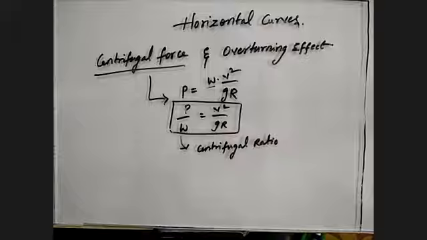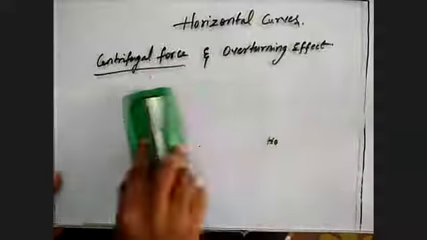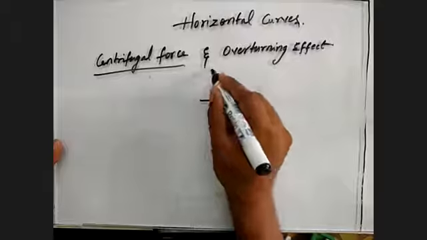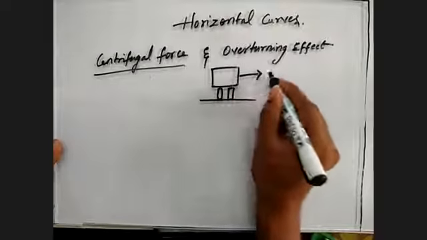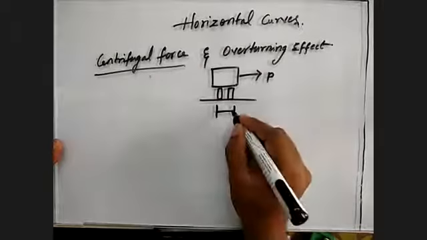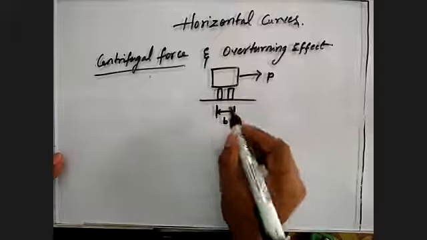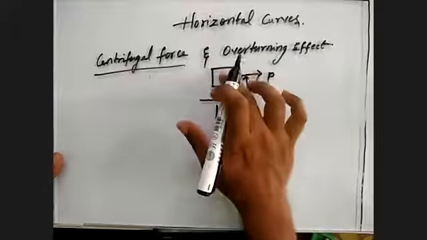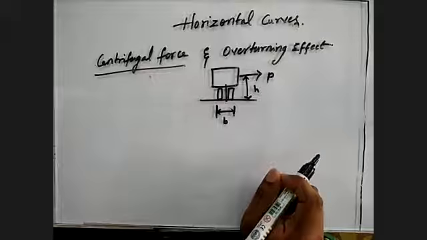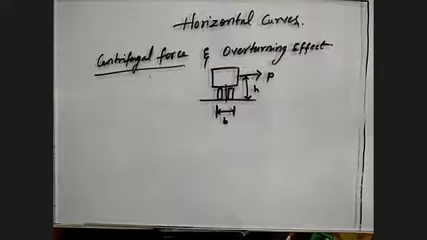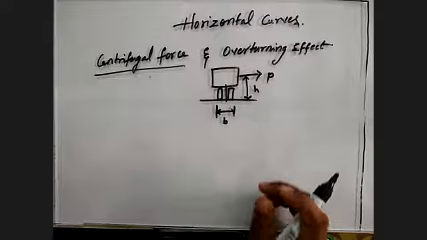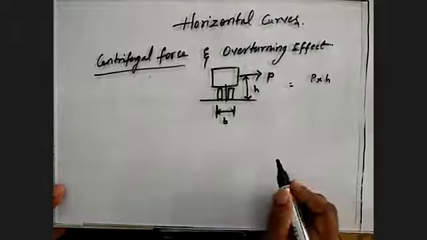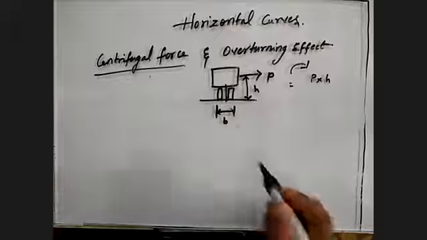Now we'll do a small derivation regarding this. Let us assume we are calculating it on a flat surface. So this is the vehicle, and this is the P acting. Let the total width be B. And let the total height be H, the height at which we are going to calculate the centrifugal force. So the moment caused due to the centrifugal force will be equal to P into H. And we have W here.